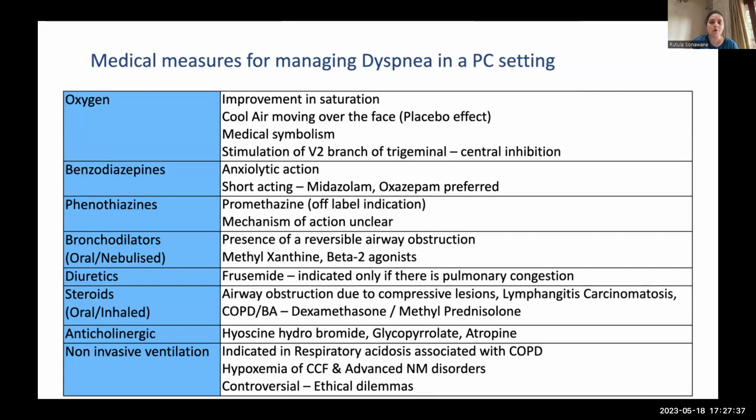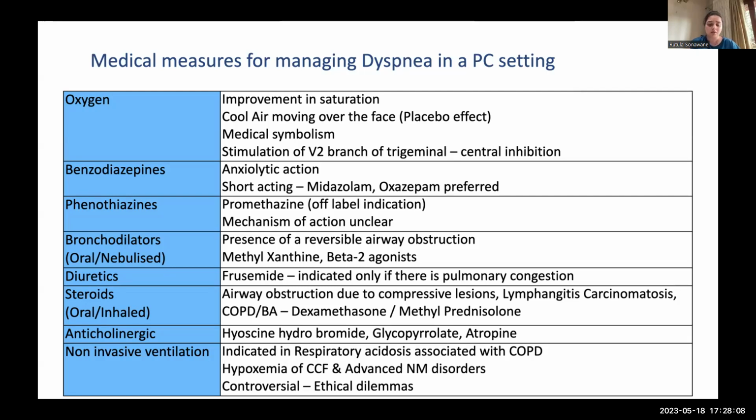Phenothiazines, off-label, the mechanism is not very clear, but it shows a certain effect according to literature, but I'm not sure if we use it as commonly. We usually prefer just benzodiazepines and a combination of bronchodilators, steroids, and opioids. Bronchodilators when there is airway obstruction or airway constriction. So usually beta-2 agonists are preferred.